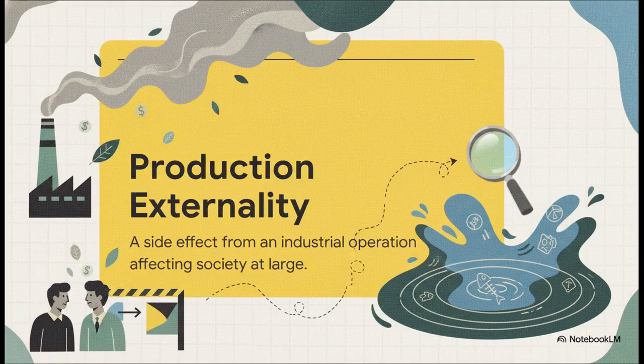Now, the absolute key to understanding these hidden side effects is this concept right here, the production externality. By definition, a production externality is simply a side effect from an industrial operation. In pure economic terms, it's the difference between the actual private cost of producing a good and the real cost that society at large has to bear. You can kind of think of it like a spillover. The transaction is supposed to just be between the buyer and the seller, but these side effects spill over onto innocent bystanders who had absolutely nothing to do with the deal.